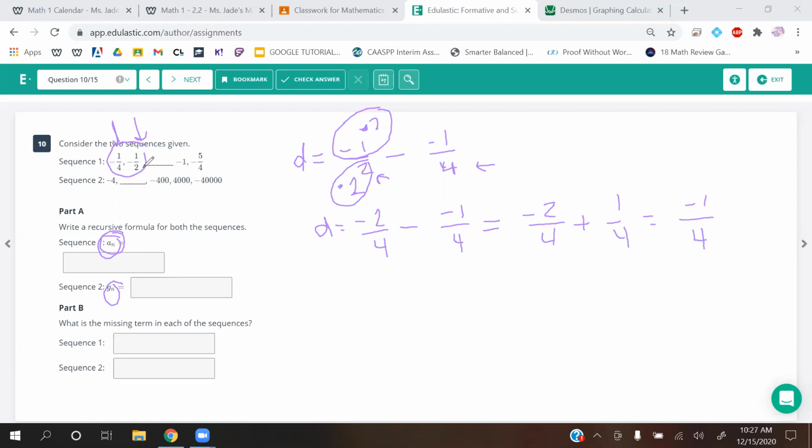So one person did send me a message that says subtracting, and you are correct. Because our common difference is negative, that means we are subtracting. And what are we subtracting? We are subtracting 1 fourth every single time. So our common difference is negative 1 fourth. And so for the recursive formula, it looks like this.